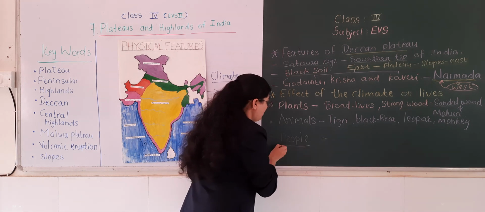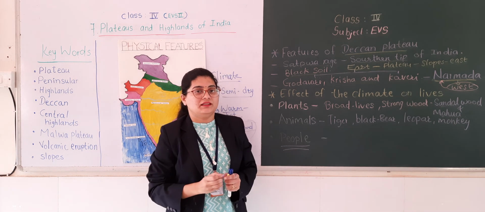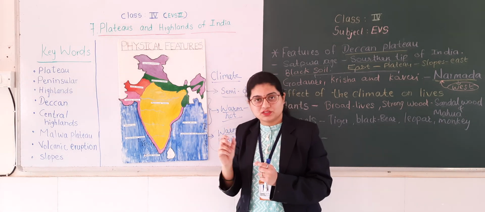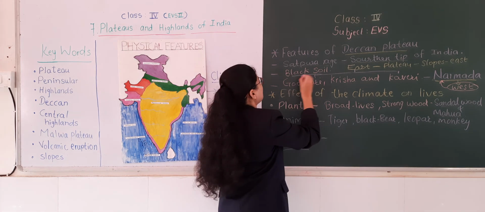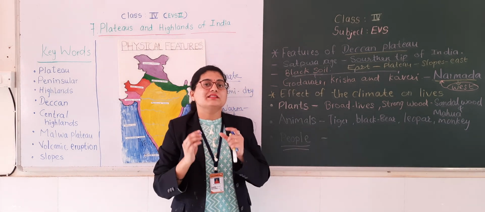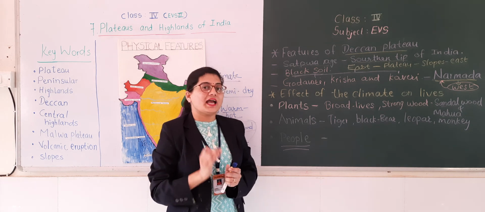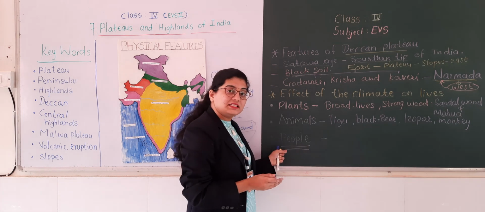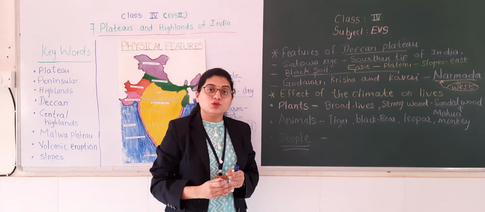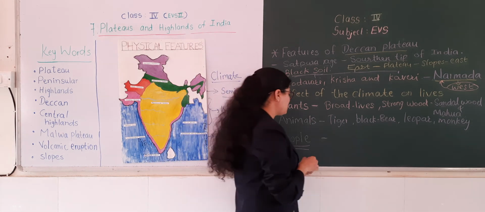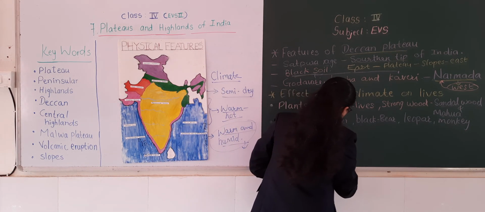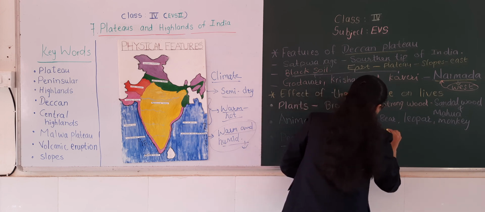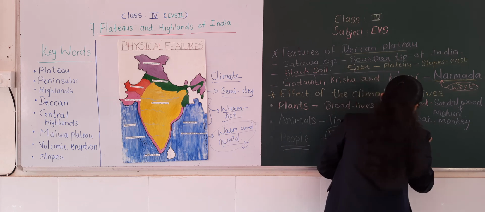Now we will discuss the lives of people. As we know, this land formed due to volcanic eruption and we have black soil over here. This black soil is helpful for agriculture. So, for many people, their occupation is agriculture. They do farming, which is the main occupation. Many people grow crops.